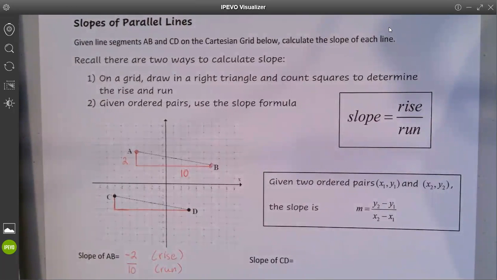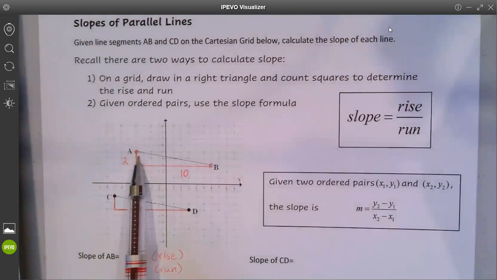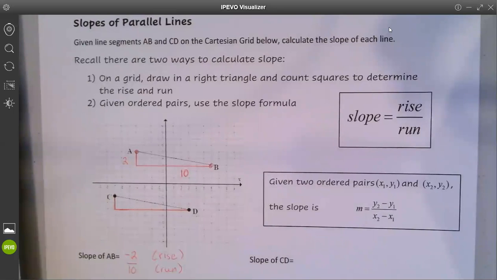So far, in our discussion of relations, we've learned about plotting ordered pairs on the Cartesian grid and how to calculate the slope of a line segment. Today, we're going to continue with slope, and we're going to be looking at how the slope of parallel lines are related. So on the grid, we have two line segments, line segment AB and line segment CD.